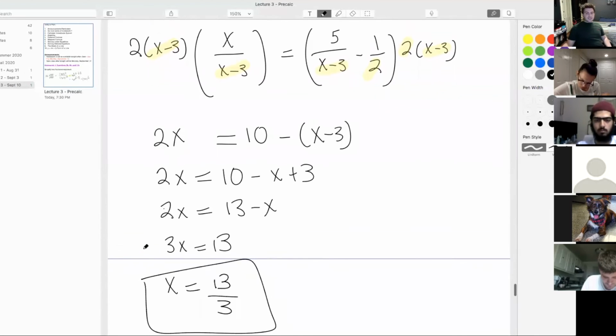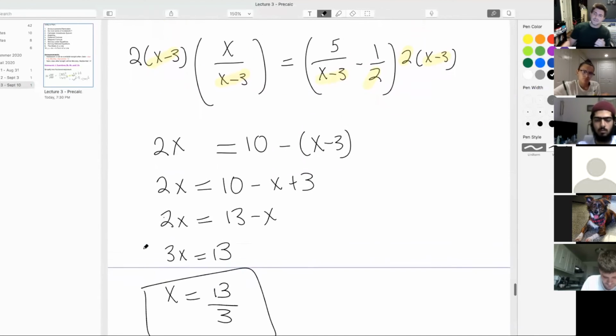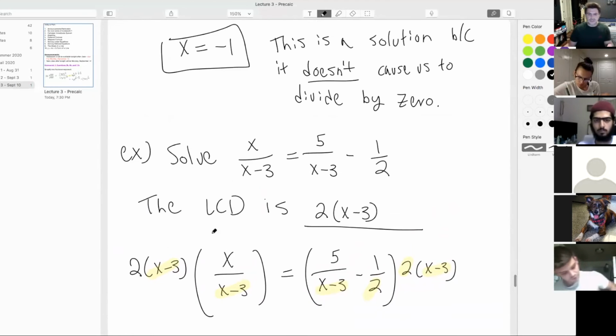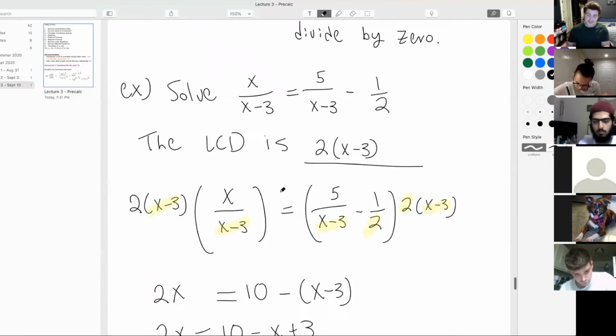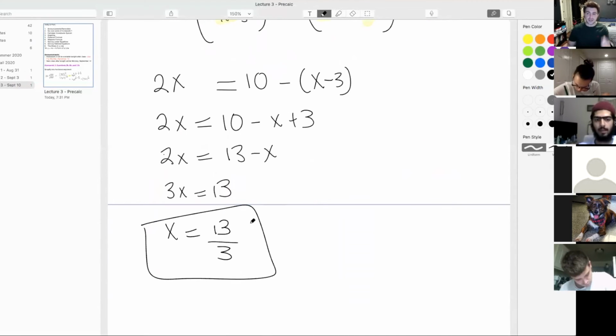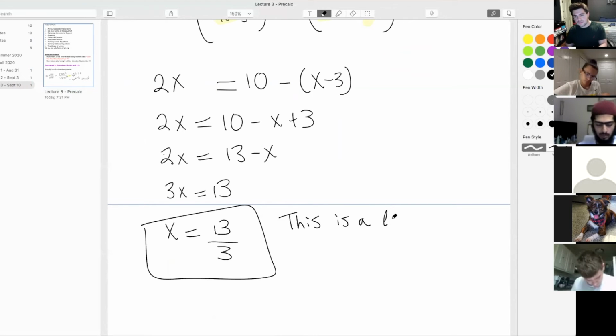All right, so we need to make sure this will not cause us to divide by 0. Well, just notice the only x value that would make us divide by 0 is 3. And that's not our solution. Our solution is not 3. So this is a legit solution, because we will not divide by 0 if we input this value into our equation. All right, so that's very important.